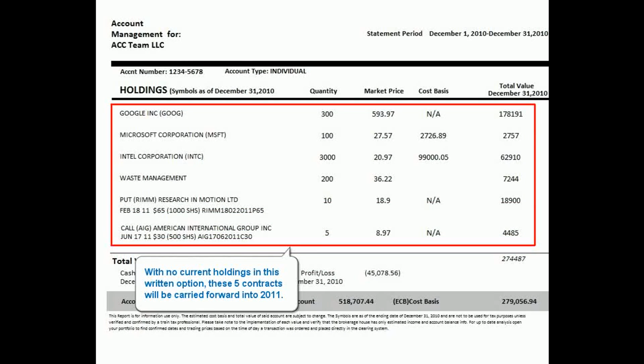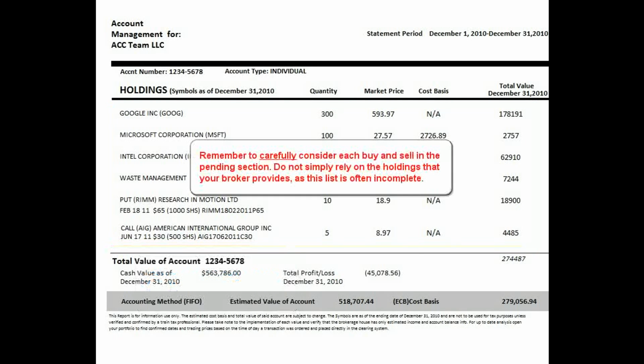With no current holdings in this written option, these 5 contracts will be carried forward into 2011. Remember to carefully consider each buy and sell in the pending section. Do not simply rely on the holdings that your broker provides, as this list is often incomplete.